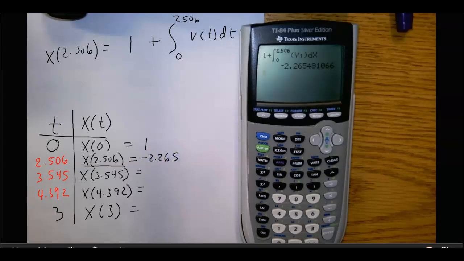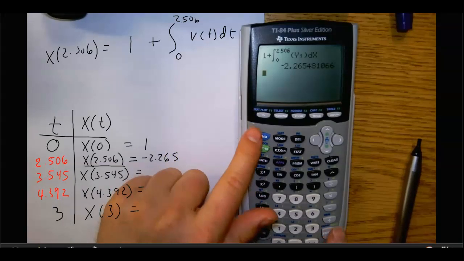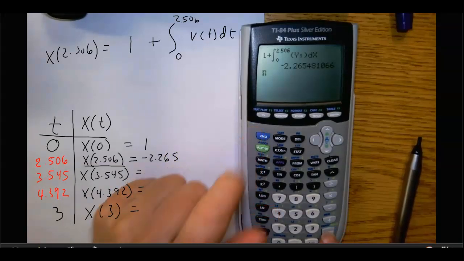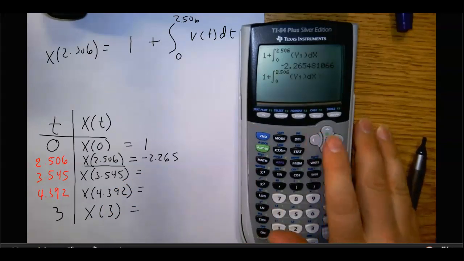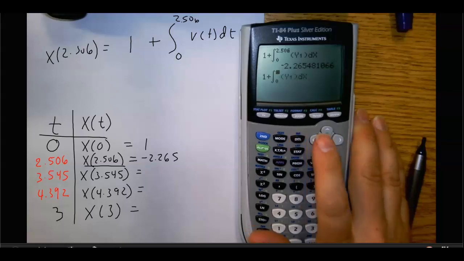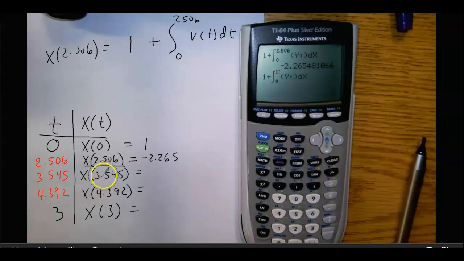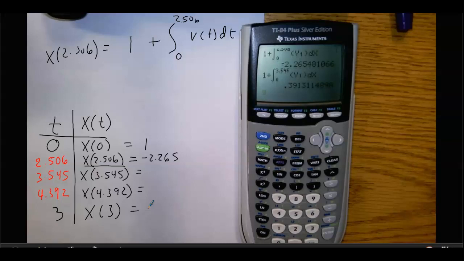And now we're going to find the others. Finding the others is a lot simpler and quicker. All you do is push second and then enter, and it brings back the entire function again. All we need to do is backspace and replace these numbers with our next one, which is 3.545. Enter, and we've got our next position, which is 0.391. Okay, and we're just going to keep doing that. So I'll pause the video here and do the rest of them real quick. All right, and so there's my answers.